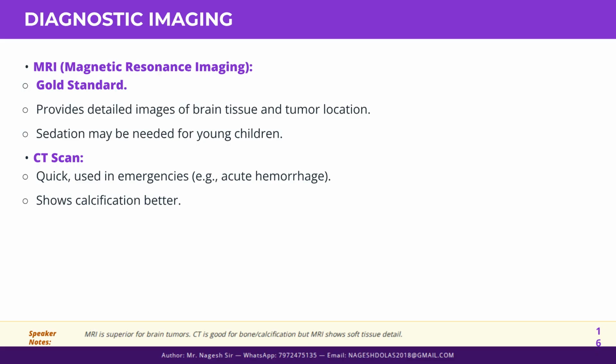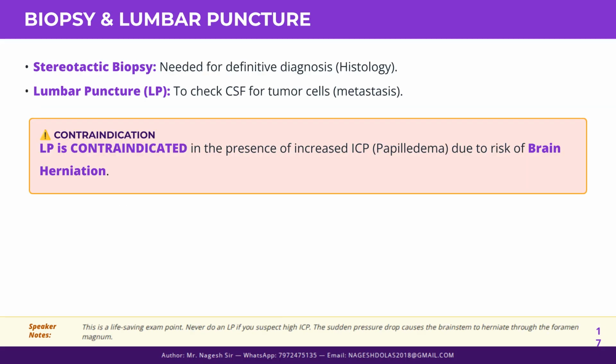Sedation may be necessary for young children. CT scans are quick, used in emergencies, and better for showing calcification. Stereotactic biopsy is necessary for a definitive histological diagnosis. A lumbar puncture is used to check CSF for tumor cells, indicating metastasis. However, a lumbar puncture is strictly contraindicated if increased ICP is present due to the high risk of brain herniation.